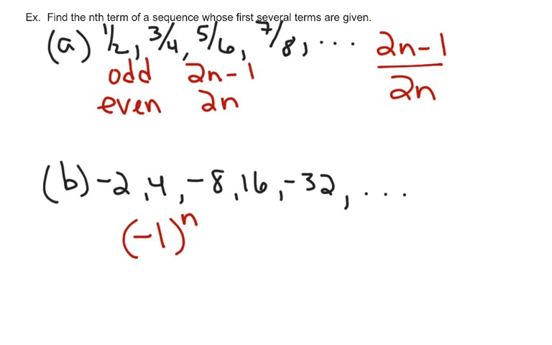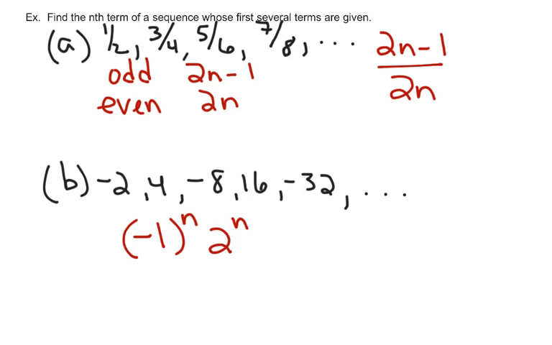Now I want you to go back and notice these numbers, 2, 4, 8, 16, 32. How do we get those numbers? Well, if you look at it for a second, these numbers are all powers of 2. 2 to the first is 2, 2 to the second is 4, 2 to the third is 8, 2 to the fourth is 16.